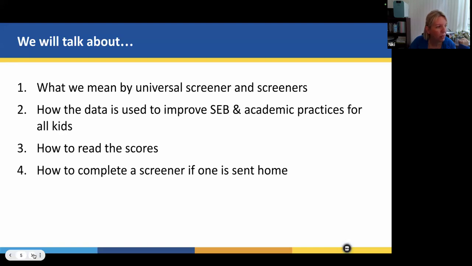Today we're going to talk about what we mean by universal screener and screening, how we use the data to improve our social, emotional, behavioral, and academic practices for all kids, how to read the scores, and what to do if one is sent home for you to fill out.